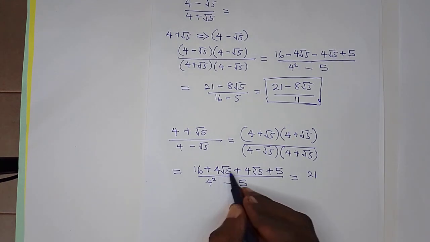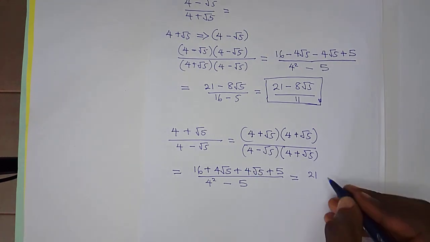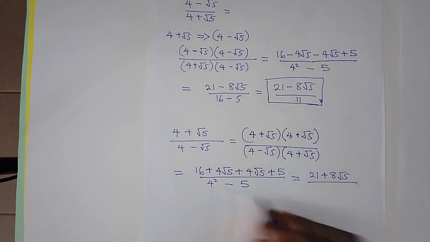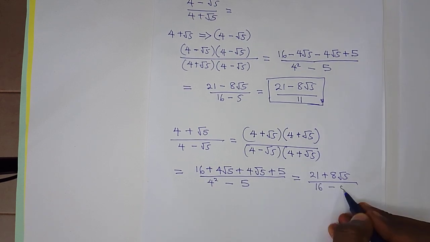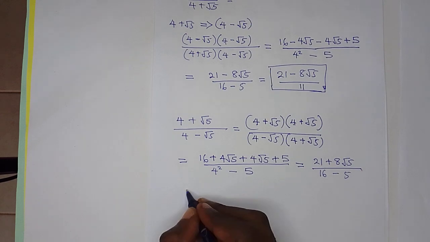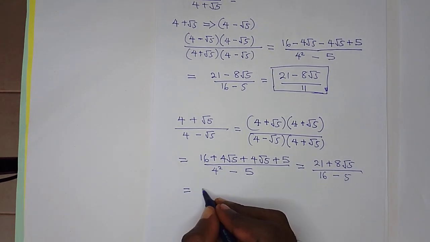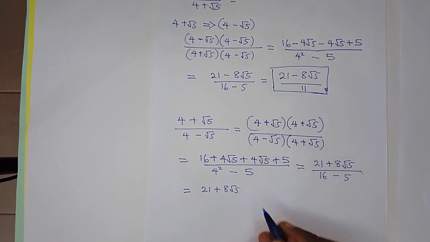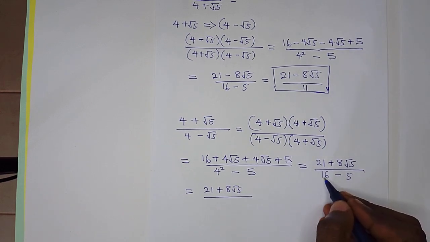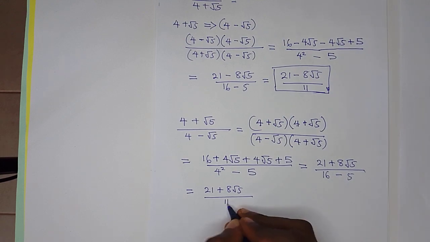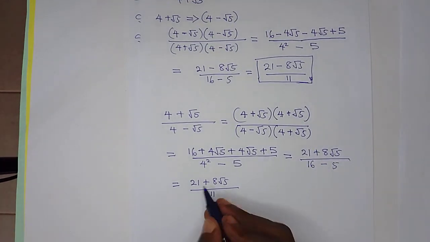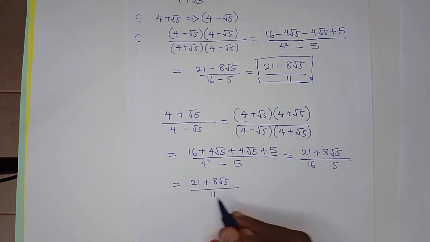Now plus 4 root 5 plus 4 root 5 will give us plus 8 root 5 all over 4 squared, which is 16, minus 5. So we are going to get something like this: 21 plus 8 root 5 all over 16 minus 5, that's 11. So after we simplify this one, we got our answer to be 21 plus 8 root 5 all over 11.